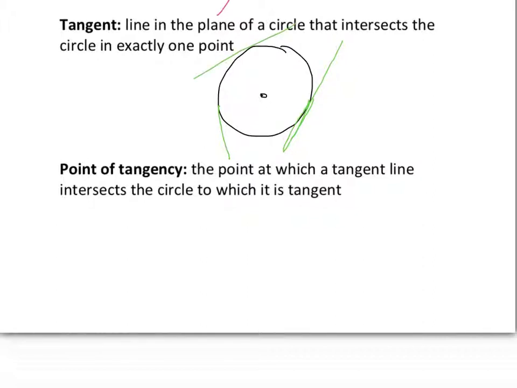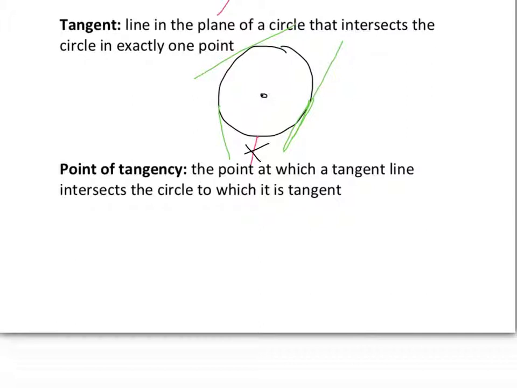Now, let me show you an example here in red of what's not a tangent. This is not a tangent. Even though it only intersects at 1 point here, if you extended this, it would go on the inside of the circle. So that is no good. That's not a tangent.